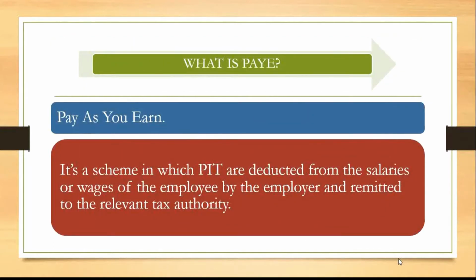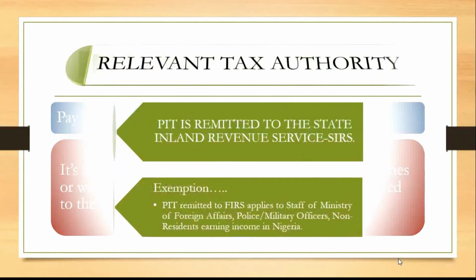This is it. Pay As You Earn. In your pay slip, you see this there and you'll be wondering what it is. It's simply a scheme in which personal income tax is deducted from the salaries or wages of the employee by the employer and remitted to the relevant tax authority. You're working, you're making money, paying your salary. There's a portion of that particular salary that goes to the government, which is your tax. So you're paying tax. Congratulations.